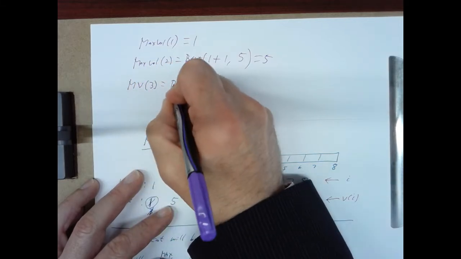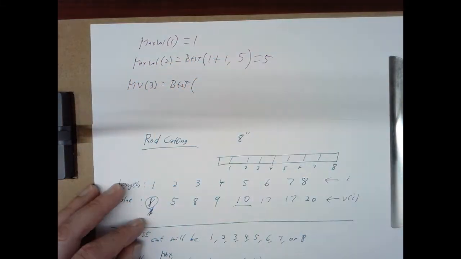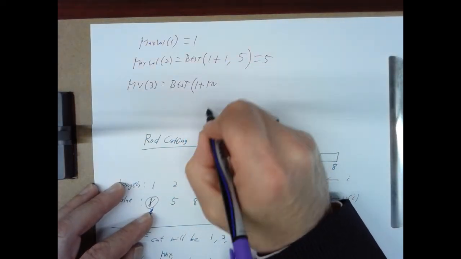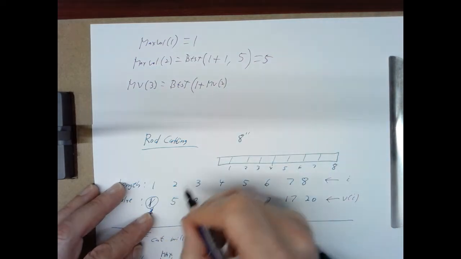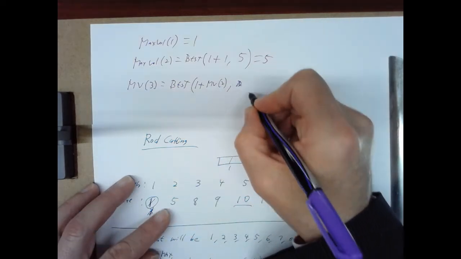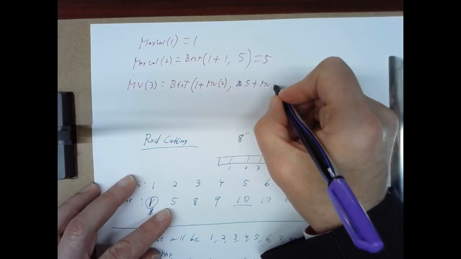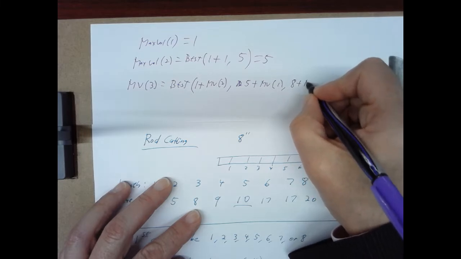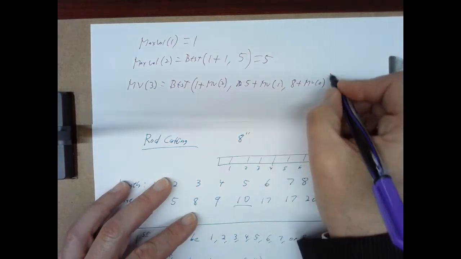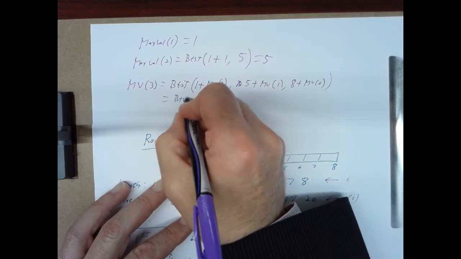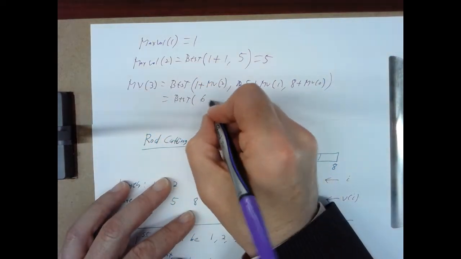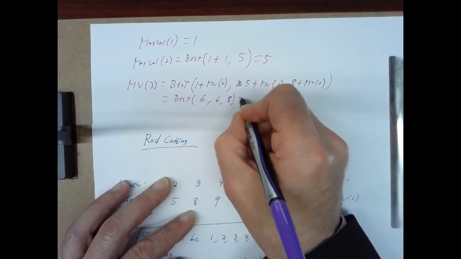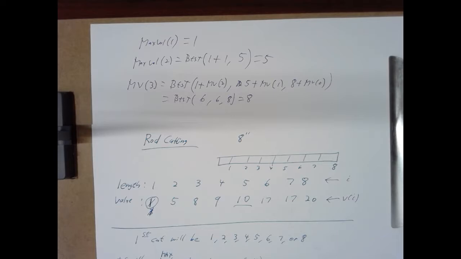MaxVal of 3 is going to be the best of the following 3 possibilities. Cut off a 1-inch piece and add the maximum value you get from the remaining 2. Cut off a 2-inch piece, which gives you 5, and add the maximum value of a 1-inch piece, or cut off a 3-inch piece and add the value of a 0-inch piece. And in this case, this is 6 and 6 and 8. So max value from a 3-inch piece is 8.